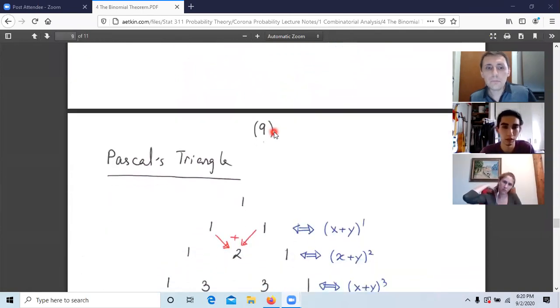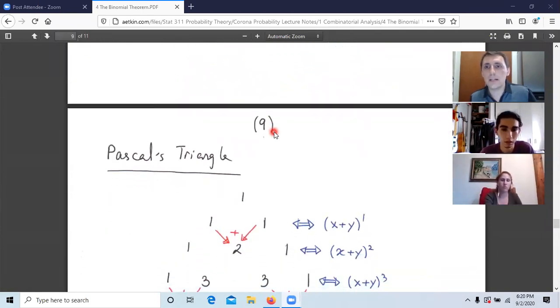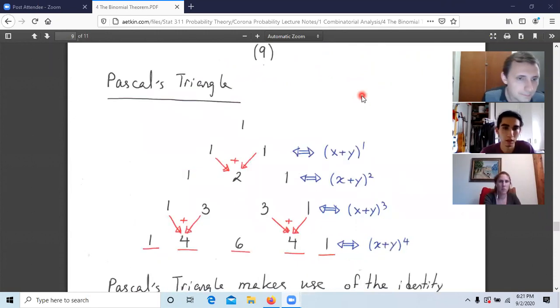Now, this brings us to Pascal's triangle. So Bowen is asking something. Is it possible to generalize the identity to cases more than 1? Yes, it's actually going to be one of the comprehension checks. So good that you anticipate me, Bowen, thank you.